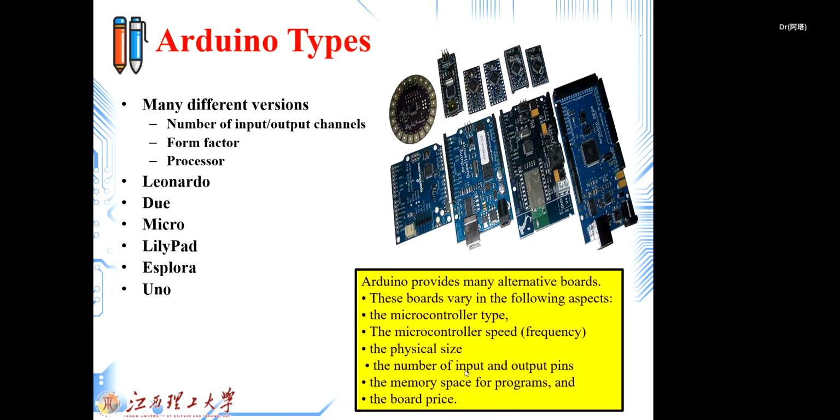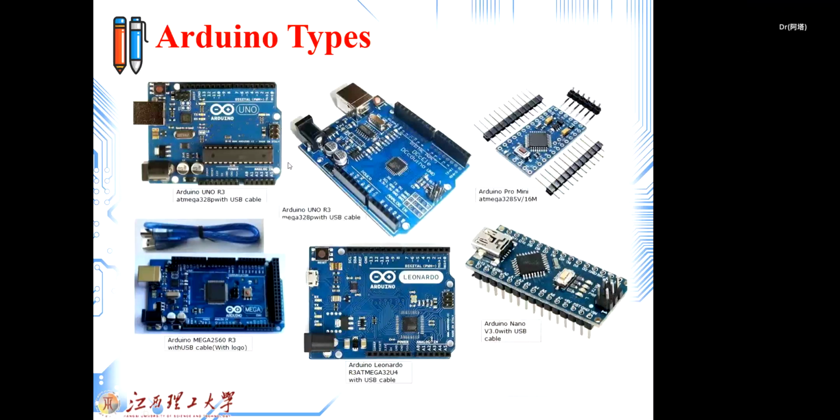What we have in Arduino is many alternative boards, and these boards vary in type of microcontroller, speed of the microcontroller or frequency, physical size, number of inputs and outputs, memory space, and board price. Remember these points, then we will compare them.